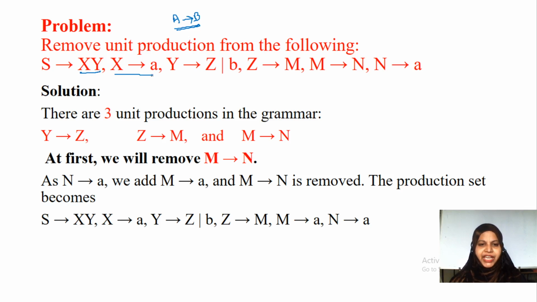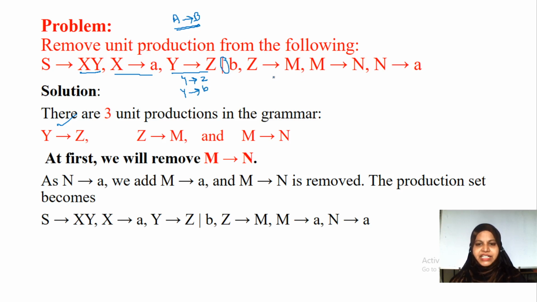X tends to a, is it a unit production? No, a is a terminal. Y tends to Z, yes, it is a unit production. Y tends to Z or b means it is equivalent to Y tends to Z and Y tends to b. This is the OR symbol.